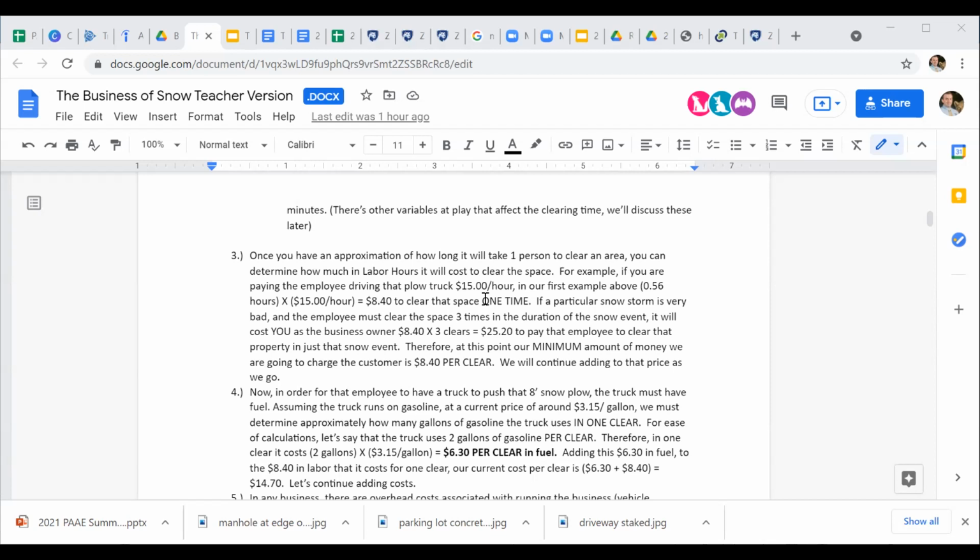lot. This is important both for flat fee contracts as well as per storm or per clearing contract or billing options. Obviously, the operator must keep a log. Hey, I went to the Dollar General 3 times on the snowstorm last Wednesday. Then you're going to come up with a per clearing price for that property, and just multiply that price by the number of times it was cleared. That's how much you're going to bill the customer.